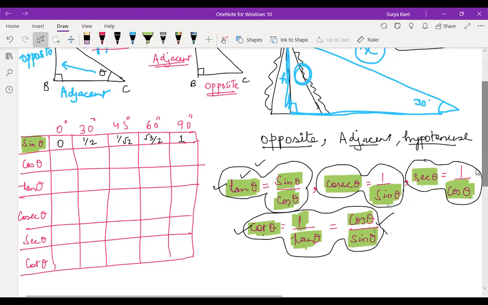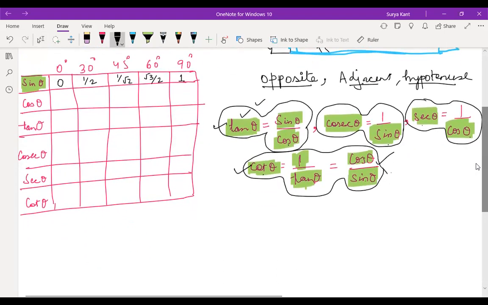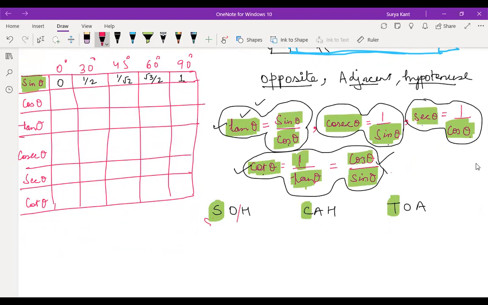So children, can anyone tell me why sine 30 is equal to 1 by 2? Before that, you should remember SOH CAH TOA. S is for sine, C for cos, T for tan. And here you should put one line over here. Sine theta is equal to opposite by hypotenuse. Cos theta is equal to adjacent by hypotenuse. And tan theta is equal to opposite by adjacent.